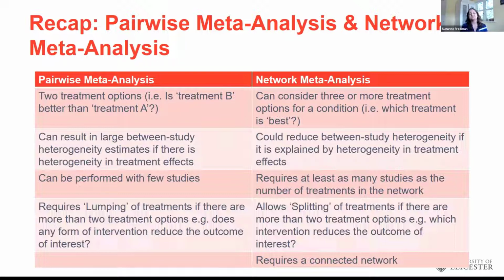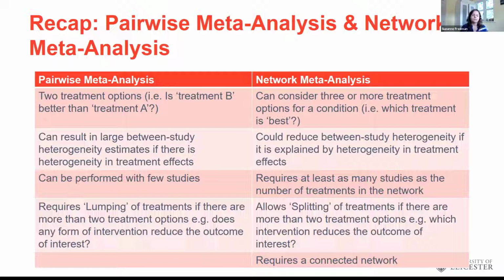And sometimes a pairwise meta-analysis is considered like a lumping approach, because often when we have complex interventions, the actual interventions themselves may differ between trials. And instead of treating them all as separate interventions, we might end up lumping them together into one comparator and comparing that to no intervention, so that we have this situation where we're comparing any form of intervention versus no intervention. And our pairwise meta-analysis just estimates that single treatment effect estimate.